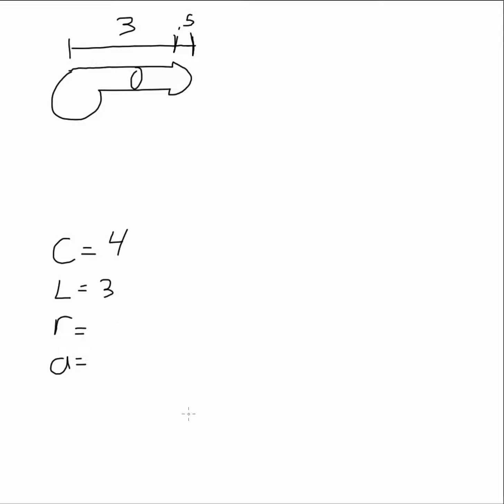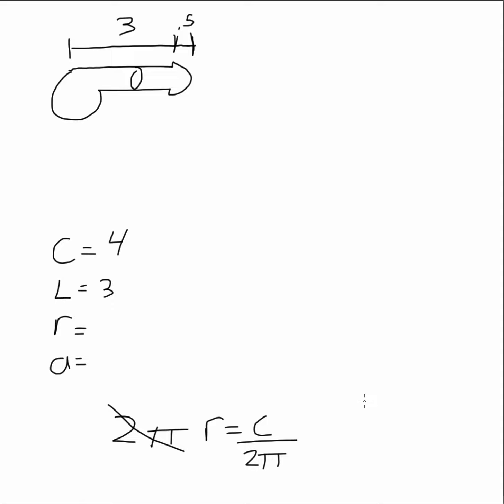To find the radius, we're going to take the equation for circumference and just do it in reverse. The equation for circumference is 2 pi r equals C. To get our radius out of that, we divide by 2 pi so that it cancels out. So we have 4 divided by 2 pi.